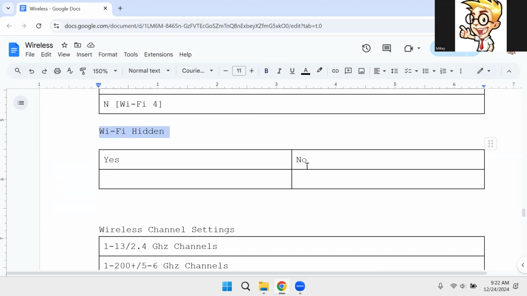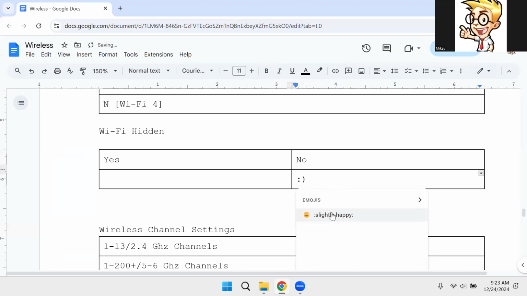Should Wi-Fi be hidden? Yes or no? Okay, Teacher Mikey, Coach Mikey is very opinionated about this. I think that hiding Wi-Fi is stupid. If you're a hacker, you're going to have all these tools to see all the SSIDs broadcasting, regardless if they're hidden or not. So I think this is very silly. Hiding your Wi-Fi is just going to hide it from the average person. But if you have the tools, then you can see it no matter what.